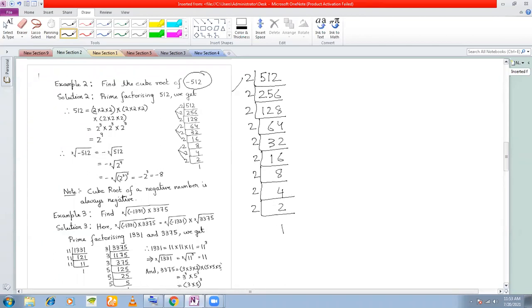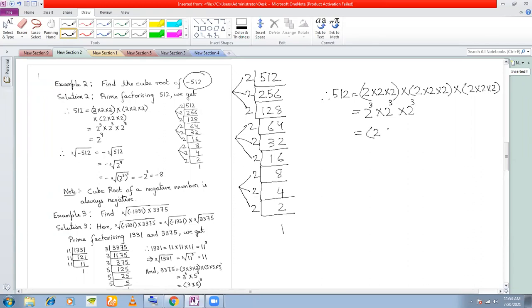Okay. Now arrange in triplets. So 3 triplets you are getting. Therefore, 512 can be written as 3 triplets, which is equal to 2 cube into 2 cube into 2 cube, which can be written as 2 into 2 into 2 whole cube.